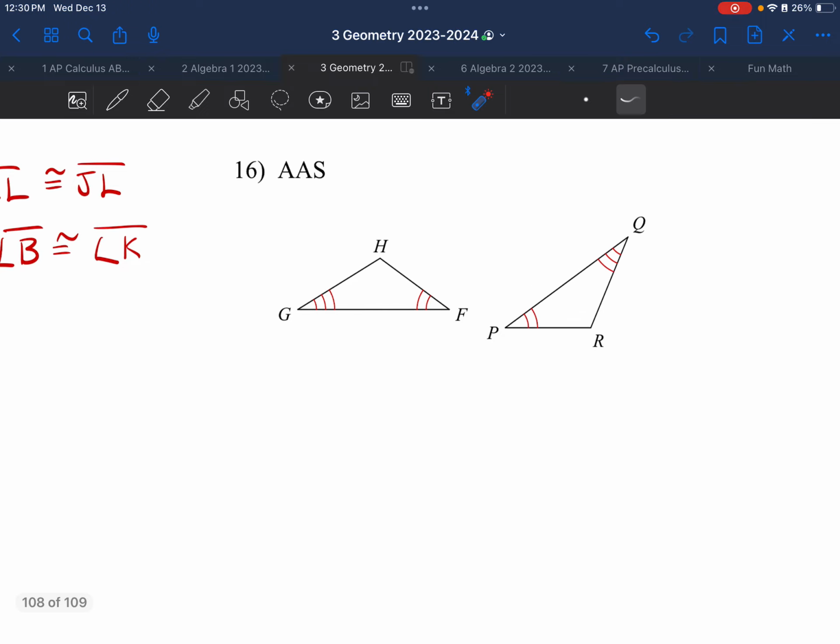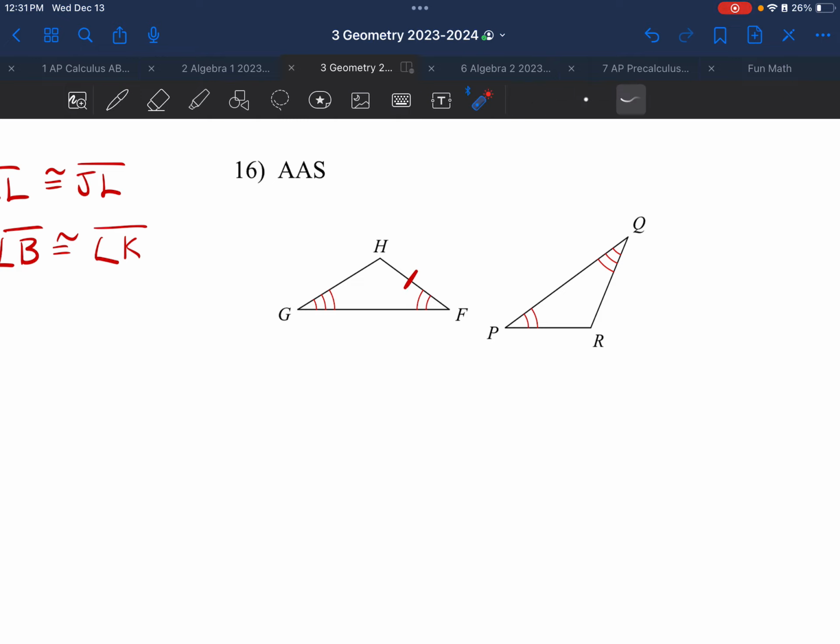In number 16, we need an angle, angle, side. Angle, angle, side. So let's check. We have an angle, and then we need a side, in that order. I could have also gone the other way. I can either say this side is congruent to the other side, or I could have gone this side. Either one works. I'm going to randomly choose that side. I think that's what most students will do.